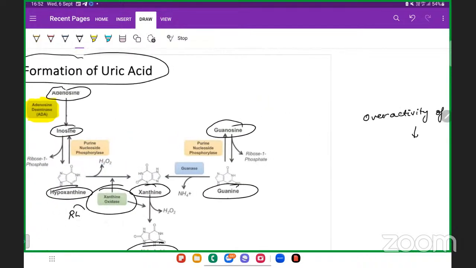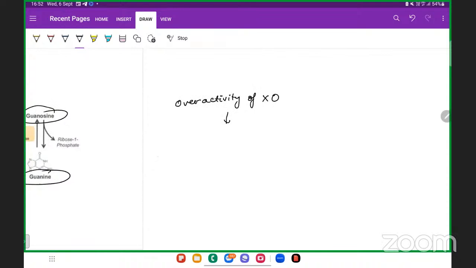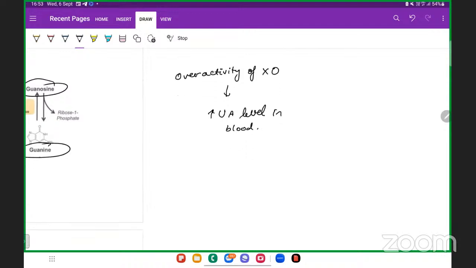So your xanthine oxidase is a rate limiting step here. Whenever there's an overactivity of xanthine oxidase, it increases the uric acid level in the blood. Especially what happens is, as you go into night time, the uric acid level in the blood will be increased.